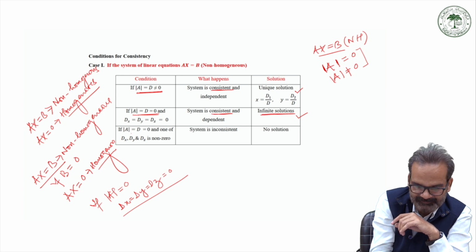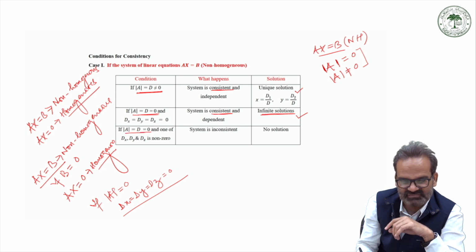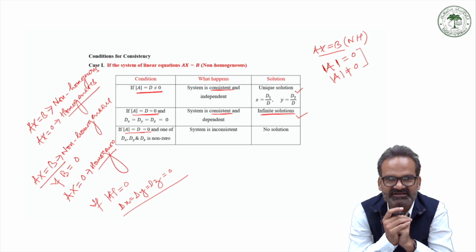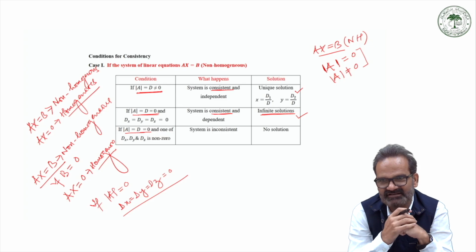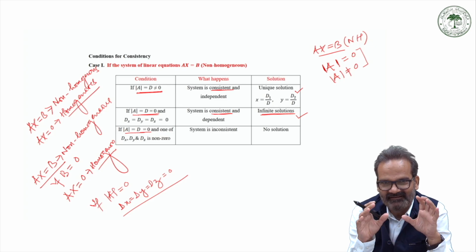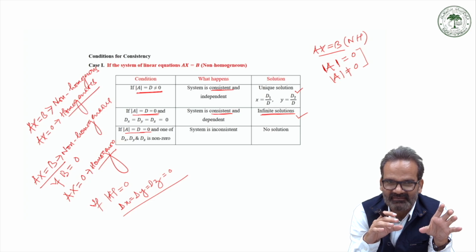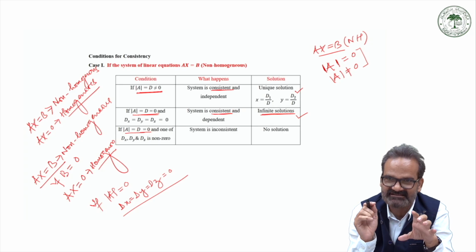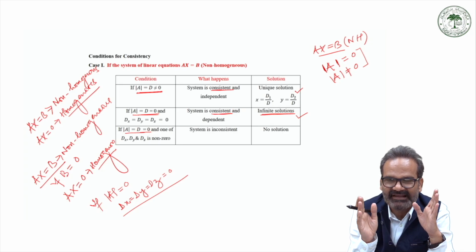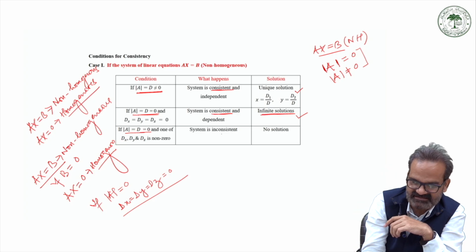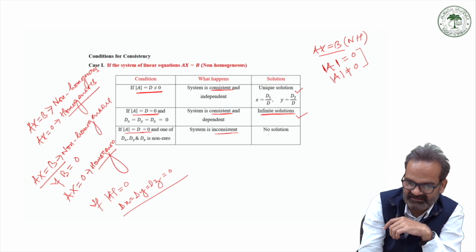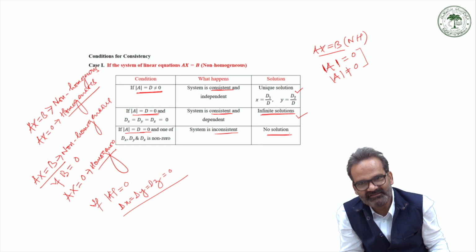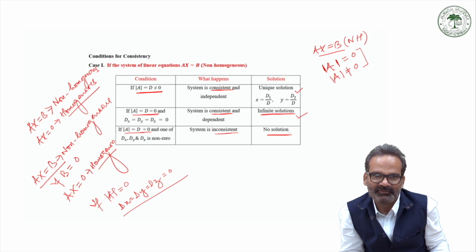And case 3 is what? If the determinant of A is equal to 0 and, out of dx, dy, dz, any one of them is non-zero, either dx is non-zero, or dy is non-zero, or dz is non-zero, then the system is inconsistent and it will have no solution. Then the system will be inconsistent and it will have no solution.